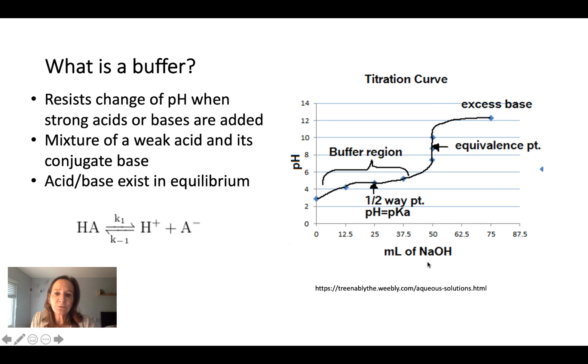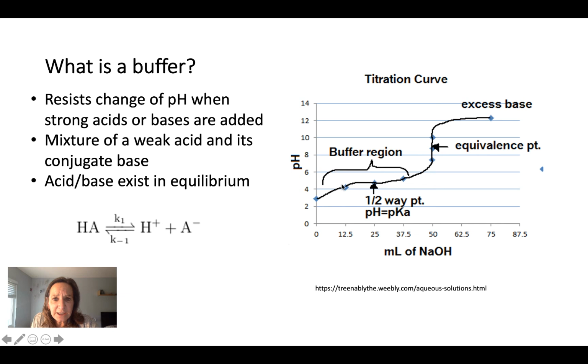As you can see here, we're adding a strong base, and that's sodium hydroxide. And over the distance, here over 20 milliliters that we're adding, you can see that our pH resists change. And that's what we define as a buffering characteristic. It does require a weak acid and its conjugate base, or a weak base and its conjugate acid.